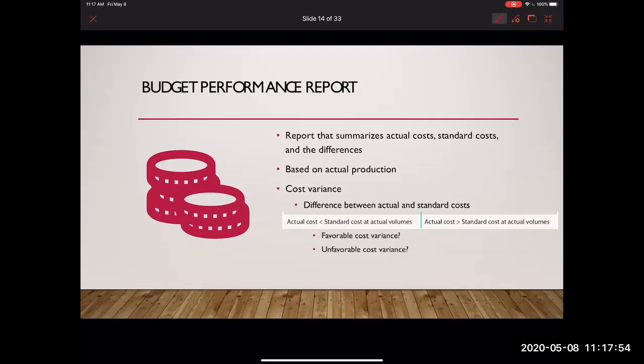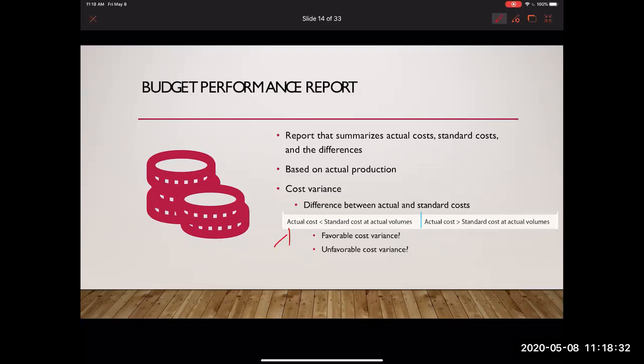The first one is when actual cost is less than standard cost. That would be considered a favorable variance, which means you spent less than what the standard said. Just think about when you have a budget when you go to the grocery store. Maybe your budget a week is $50. If you go to the grocery store and you spend $45, then you have a favorable variance. You spent less than what you intended to spend.